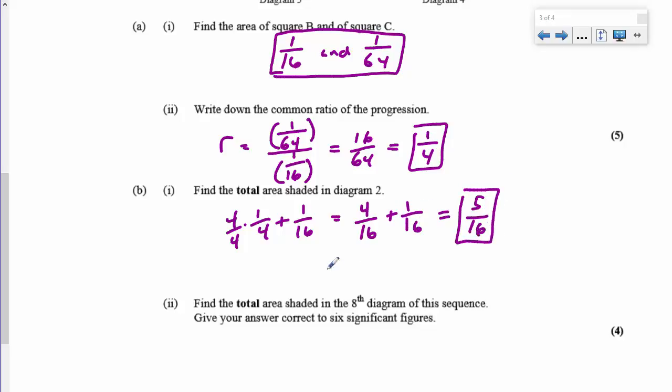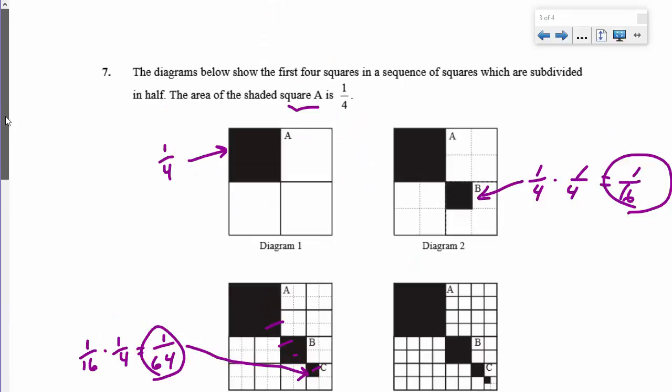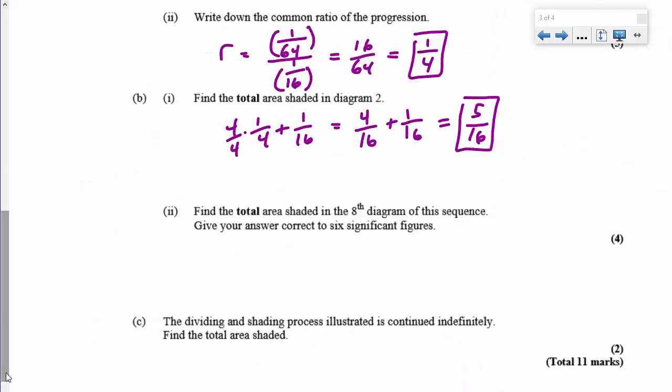That's your solution. Find the area shaded in the 8th diagram. Now keep in mind, if we have diagram 1, we have 1 shaded square. If we have diagram 2, we have 2 shaded squares. They're going to ask me for diagram 8, so we're going to have 8 shaded squares. We're going to carry on the sequence 8 times. So they want the total area of the 8th diagram.